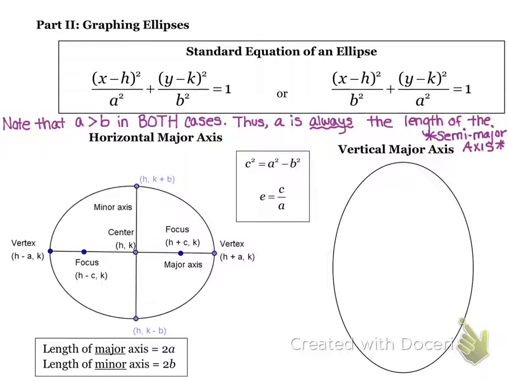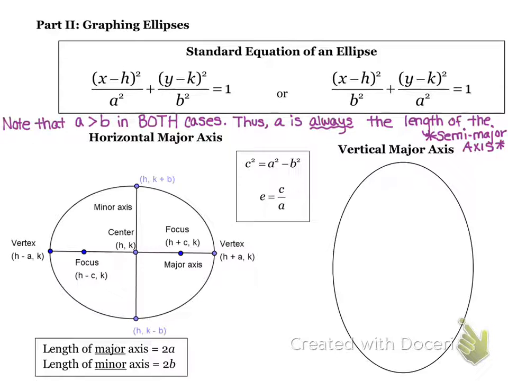Okay, so something that we're going to note right now, and I will explain further in 1 second, is the fact that since we have a and b in 2 different positions for those equations, then we will have 2 different kinds of ellipses. There will be an ellipse that has a longer width than height, and then there will be ellipses that have a longer height than width. So in both cases, A is always going to be greater than B. Therefore, A is always the length of the semi-major axis, okay?